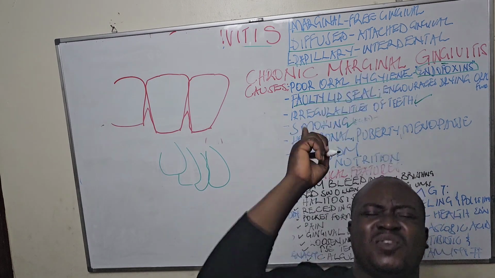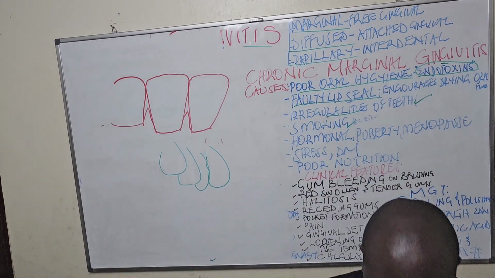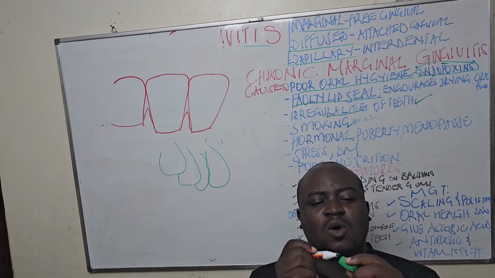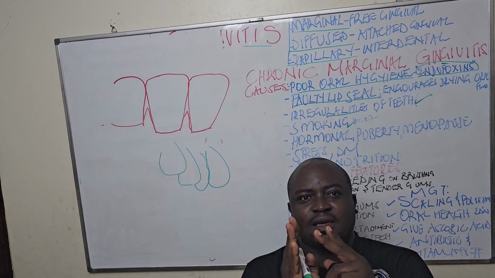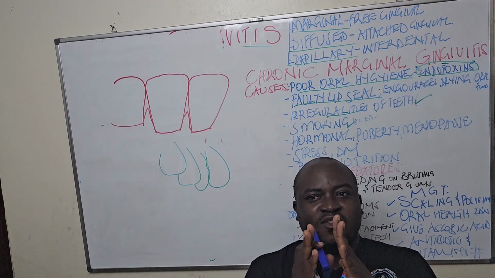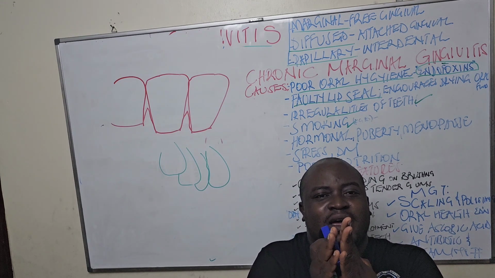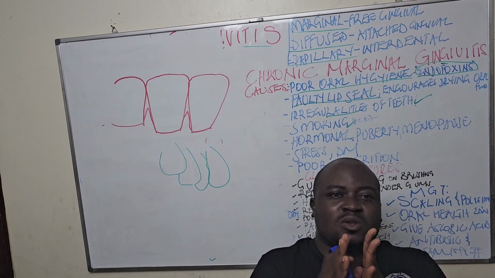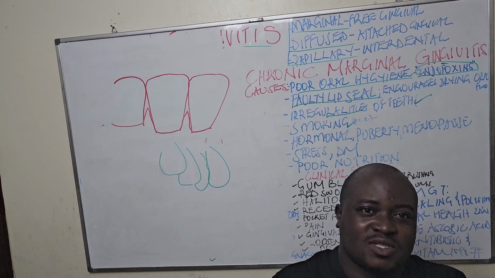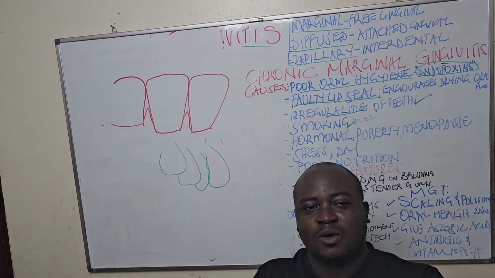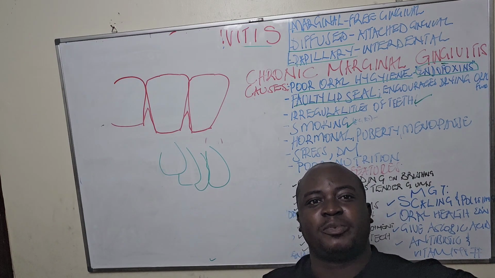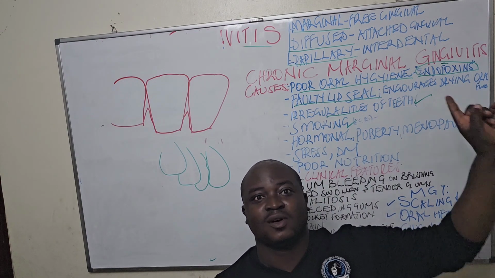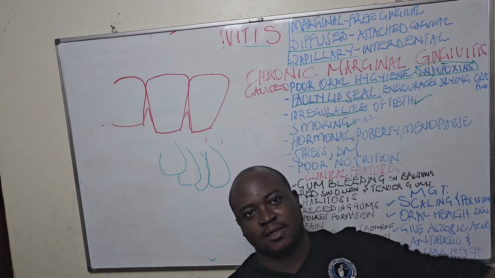Before I leave smoking, we shall also have what we call nicotine in smoking. Nicotine is very, very dangerous because it causes vasoconstriction, or the vessels becoming smaller. When there is constriction of the blood vessels, we shall have little or limited oxygen supply to the gum. By so doing, we shall have gum what? Problem.